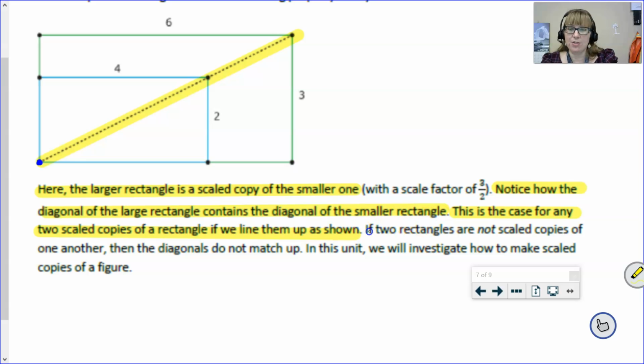If, however, two rectangles are not scaled copies of one another, then the diagonals are not going to match up. We saw that when we tried lining up rectangles A, C, and E with B and D. Those diagonals didn't line up.